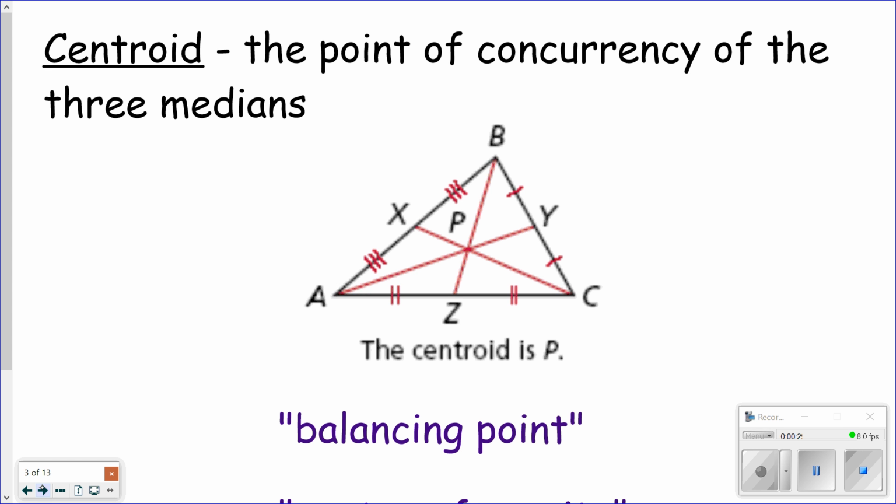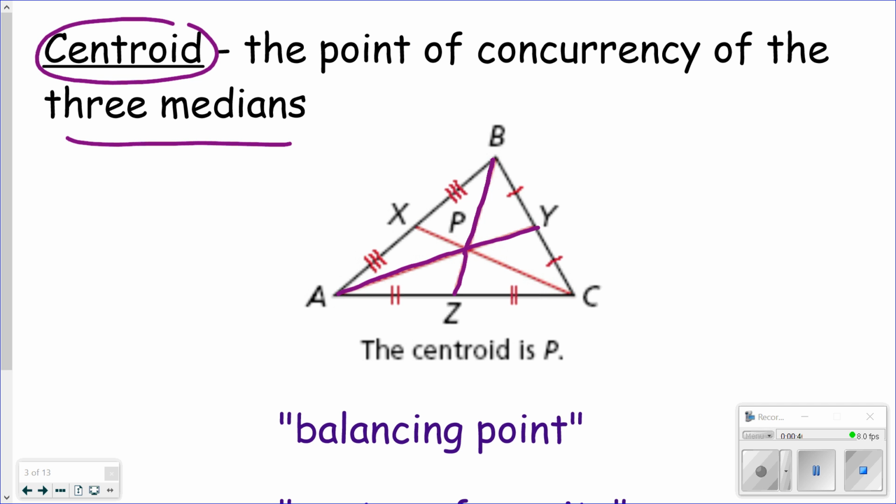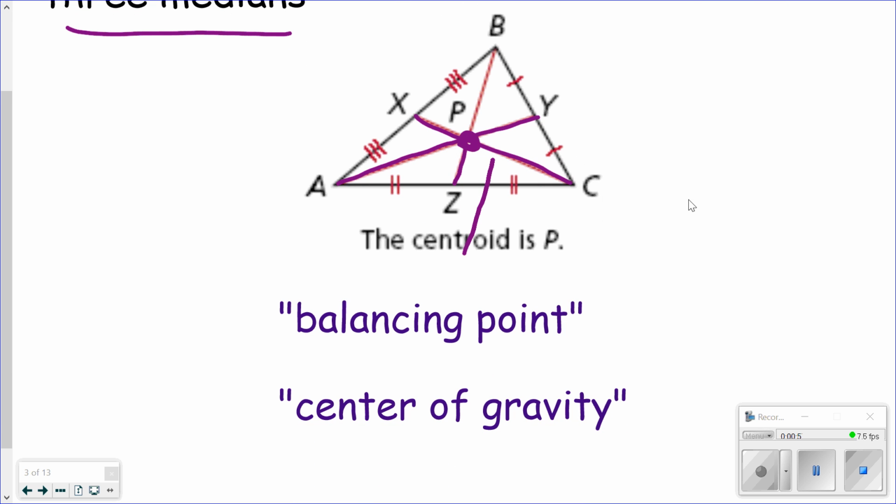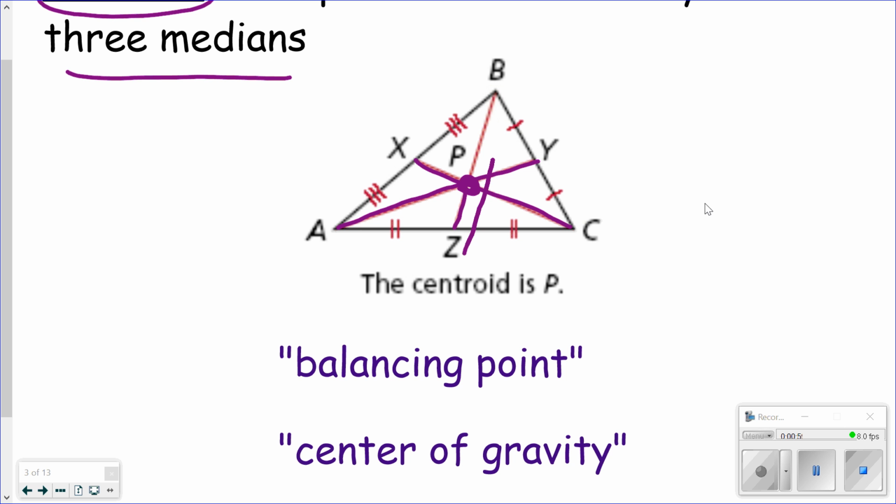The centroid. The centroid is the point of concurrency of the three medians. So this is another vocab term you would need to know. So if you find the medians of each side of the triangle where they collide is called the centroid. Now, what is nice about the centroid is it's called the balancing point or the center of gravity. If you were to hold a triangle in your hand and place your finger where the centroid would be, the triangle would balance on your finger.